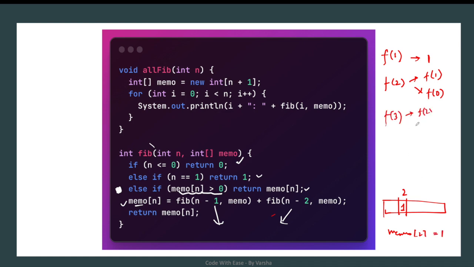I want f of 2 and I want f of 1. F of 1 will give me 1 straight away. F of 2: earlier, when I had to calculate f of 2, I had to go through this again. F of 2 will be broken down into f of 1 and 0. But now, no need of that.